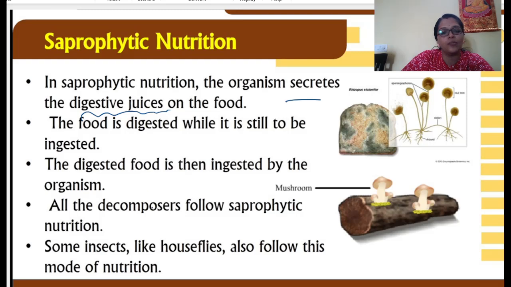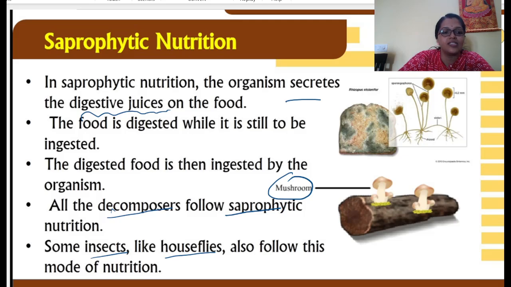All the decomposers follow the saprophytic nutrition. Other examples are houseflies and some kinds of insects. They release their saliva or digestive juice, slowly digest the food, and further take it inside. Mushrooms are also examples here. Mushrooms can be of two types, edible and inedible, but they also come under fungi.